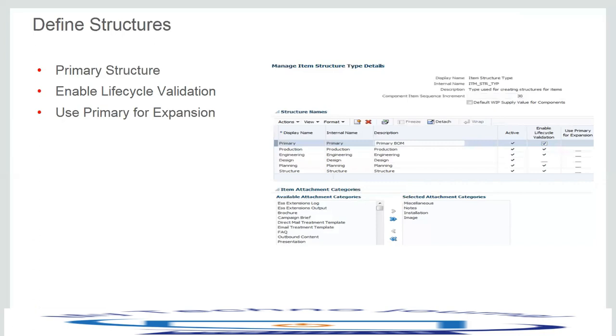And coming to the section attachment categories, we could assign a restricted number of attachment categories to a structure. For example, you could restrict attachment of CAD drawings only to engineering structures. And just in case some of the people are from an EBS background, structure is kind of synonymous with bill of materials or BOM.